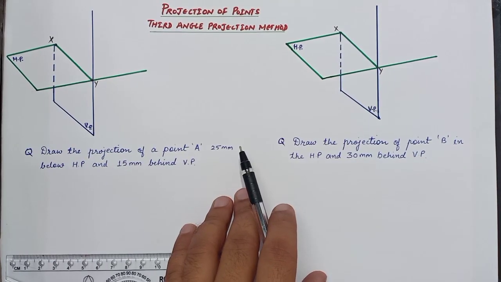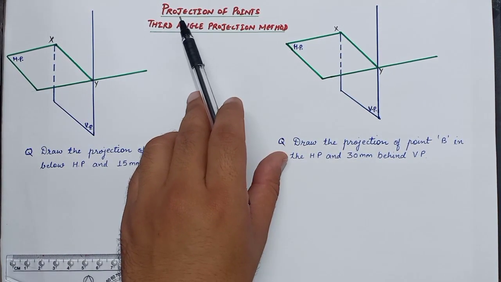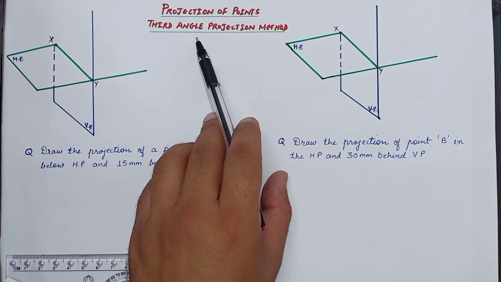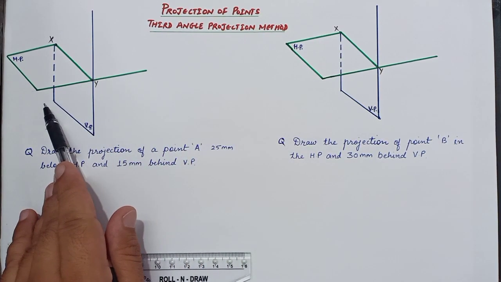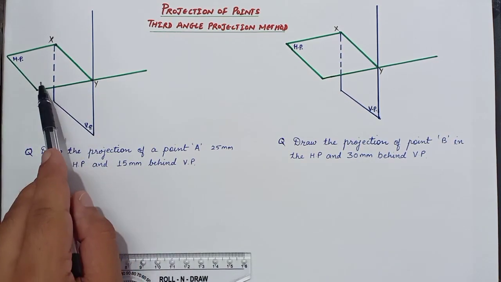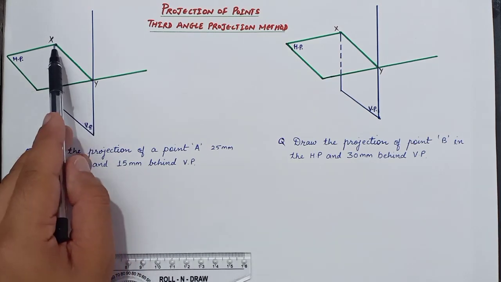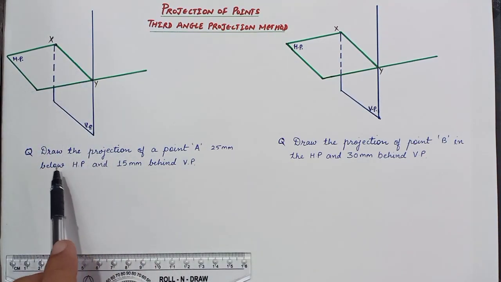In the previous lecture, we have seen projection of points using the first angle projection method. Today we will practice some questions on projection of points using the third angle projection method. Here we can see the third quadrant, horizontal plane, and vertical plane, and these two planes meet at the reference line XY. We take the first question.